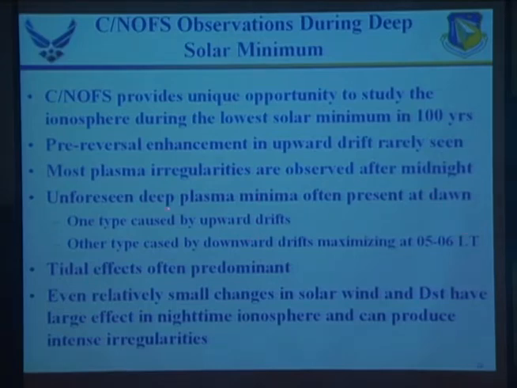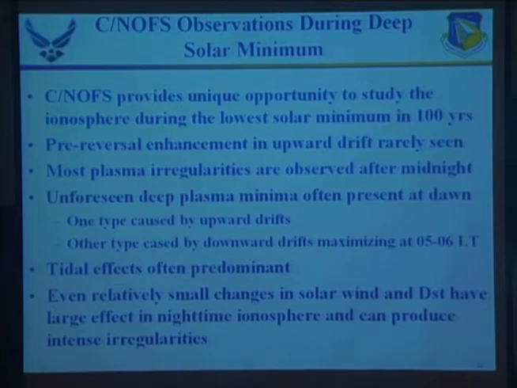On those, I will show that some are caused by upward plasma drifts, and others are seen with downward drifts. And for these downward drifts, the drift is at its maximum downward around 05 or 06 local time. What we also have seen is that the tidal effects are predominant in many, many cases during solar min. And I don't think we have yet unscrambled all the effects of the tides. So that's another point where I think a lot of effort needs to be done: understanding the tidal effects.